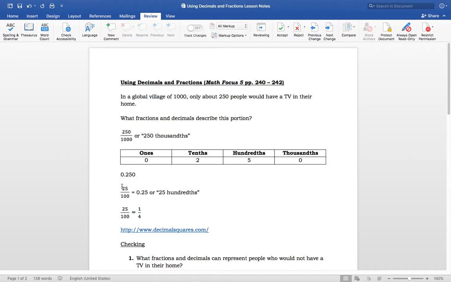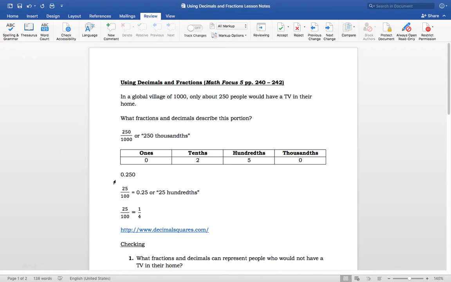Now we also know that 25 out of 100, thinking like, say we have 100 cents, well, we know that 25 cents is a quarter, and a quarter is a common term for 1/4. So 25 over 100 is equivalent to 1 over 4. So the decimals and fractions we can describe here to review are, for fractions, 250 over 1,000, 25 over 100, and 1 over 4. Those are some fractions we can use to express it.